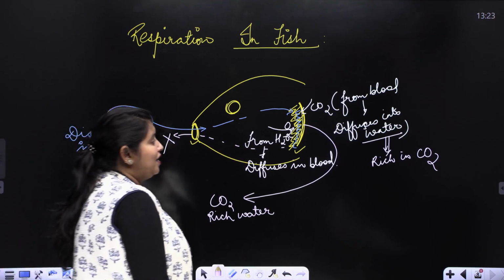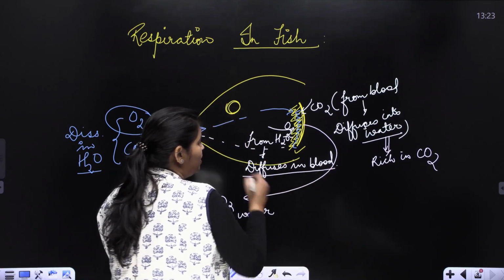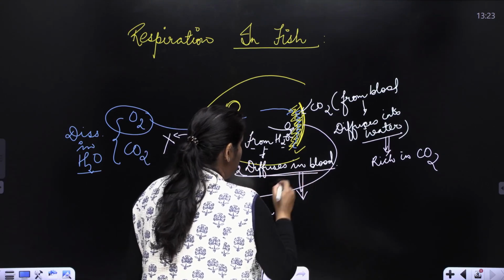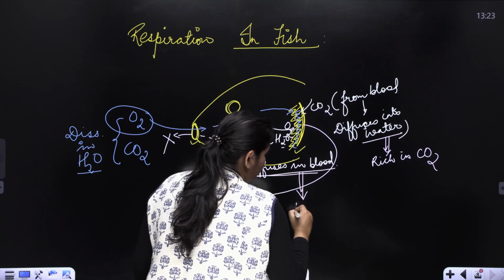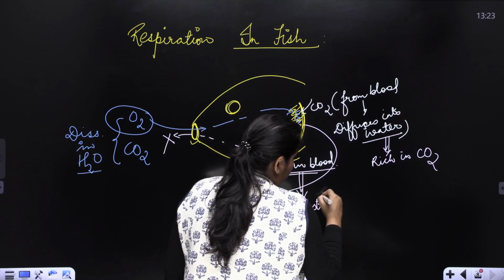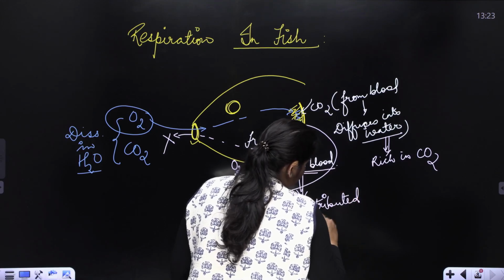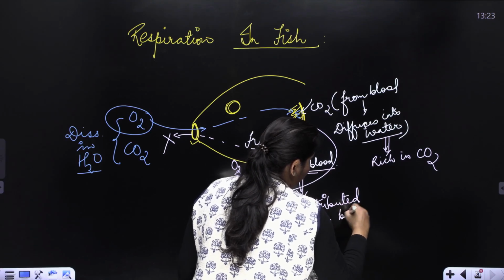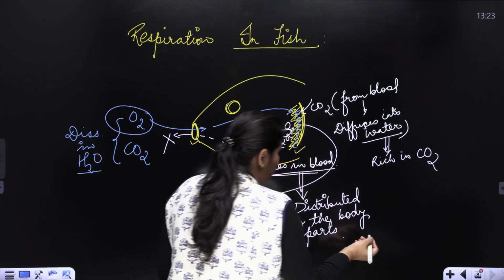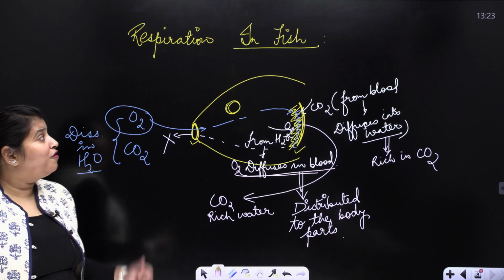All right. And what about the oxygen which has diffused in the blood? This oxygen, now diffused into the blood, is distributed to the body parts of the fish. All right, children. So, this is the way gaseous exchange takes place in case of fish.